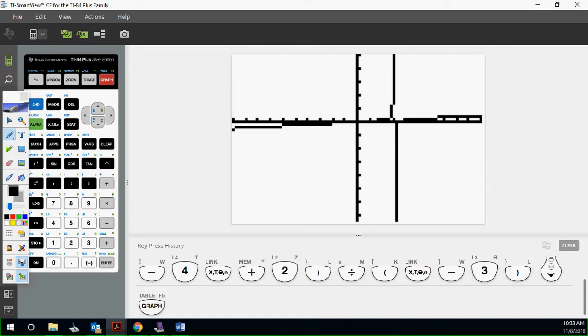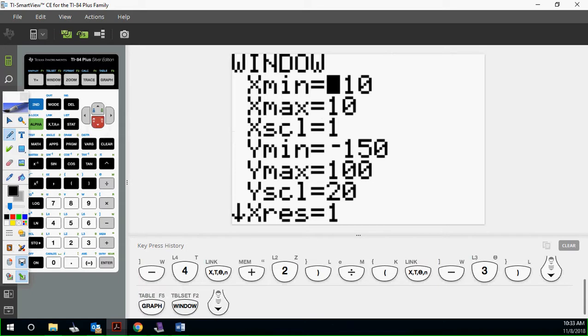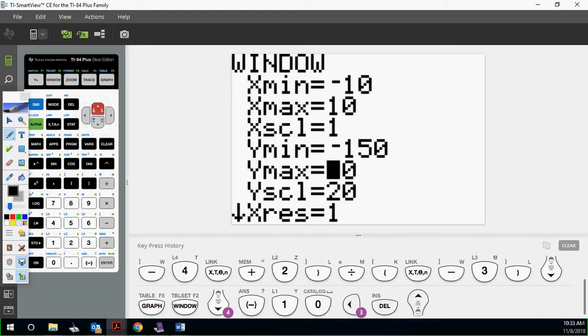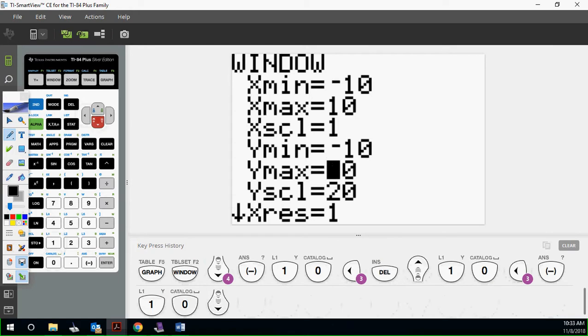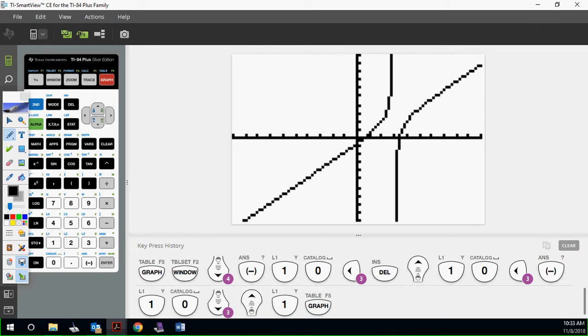My window's not very good, looks like. Oh, yeah, really big. Let's go ahead and change that. I'm all over the place here. Okay, negative 10. There we go. Don't go by a scale of 20 anymore. All right, you guys said their standard is fine? Okay, so you still see the asymptote here is at 3, right there.